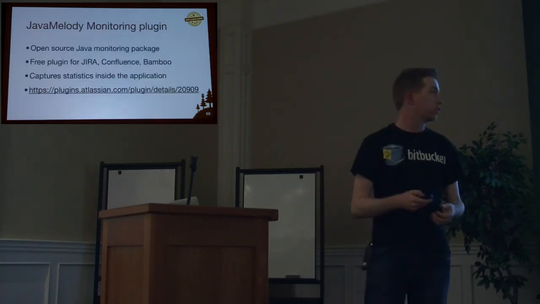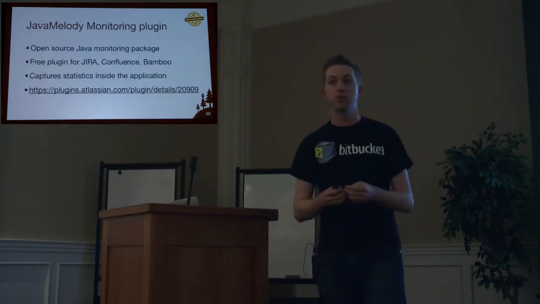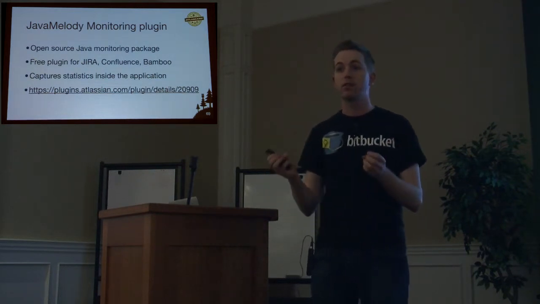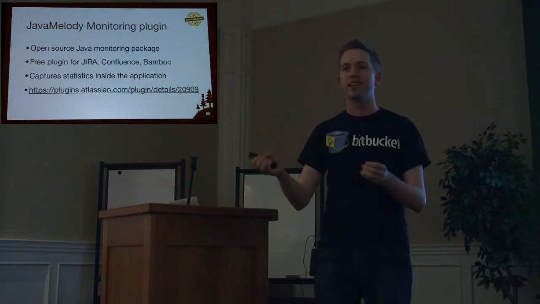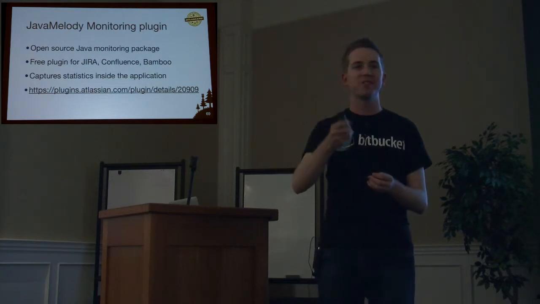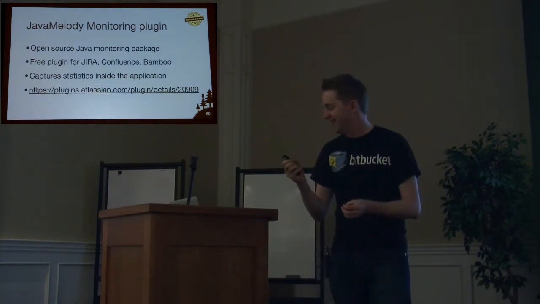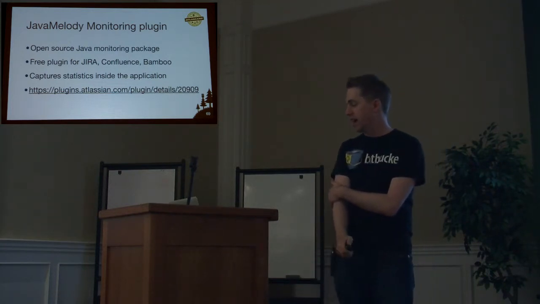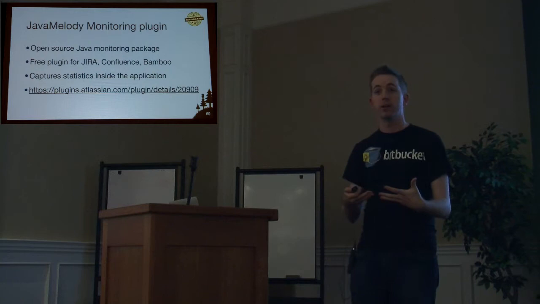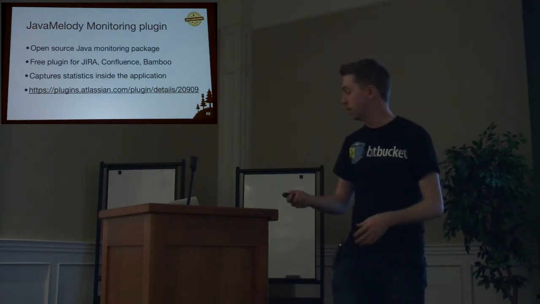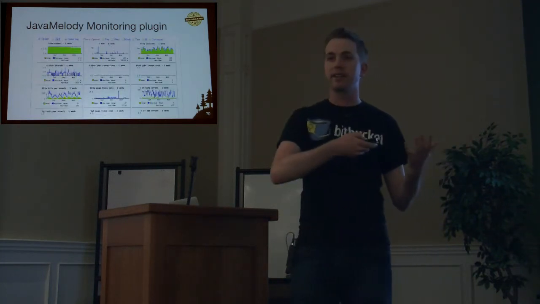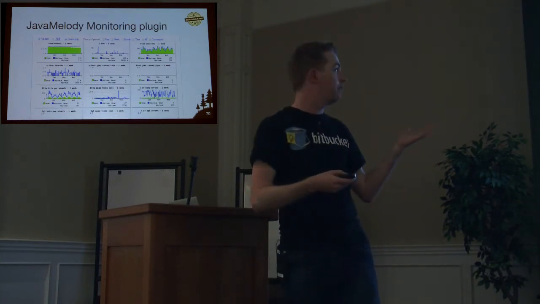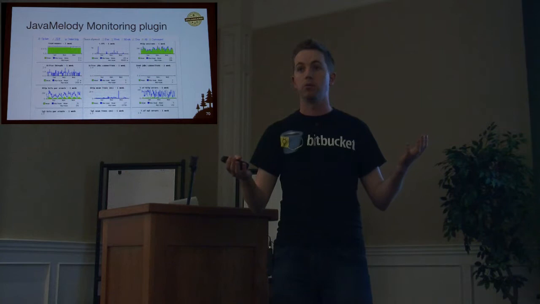It's not just commercial offerings; there are also free and open source monitoring offerings that I'd encourage you to check out. JavaMelody is a great plugin. I got this as a tip yesterday from one of the admins in the room, so thanks. It comes with a free plugin for Confluence, JIRA, and Bamboo, and it captures statistics about what's going on inside the application while it's running. So you get a page like this, basically, inside JIRA or Confluence, and it shows you live information about what's going on in the server at the moment.